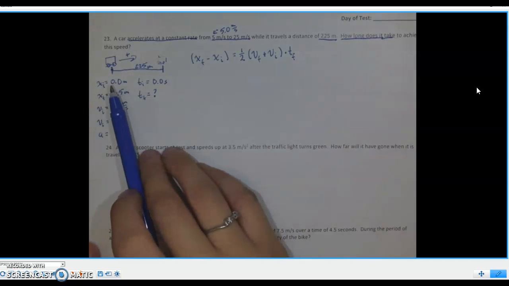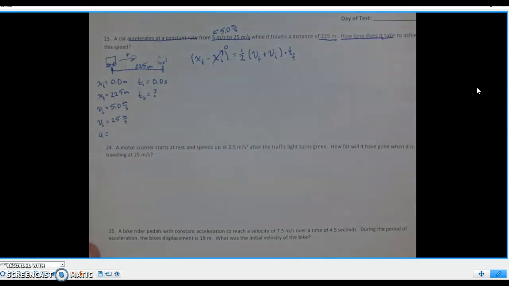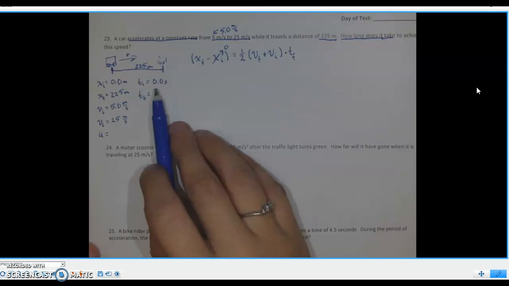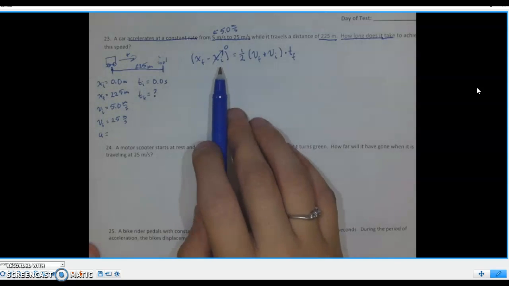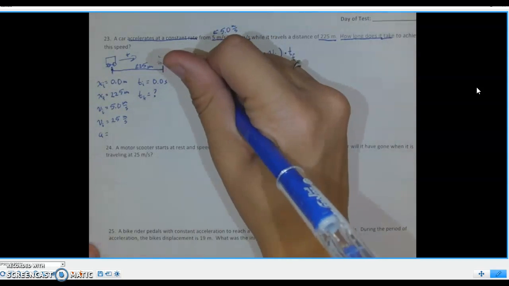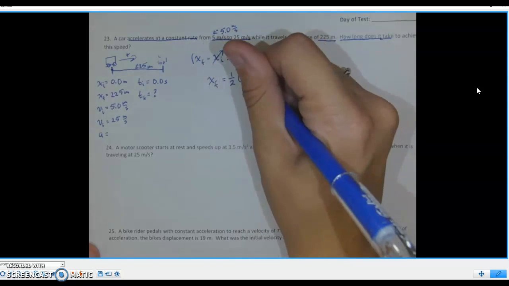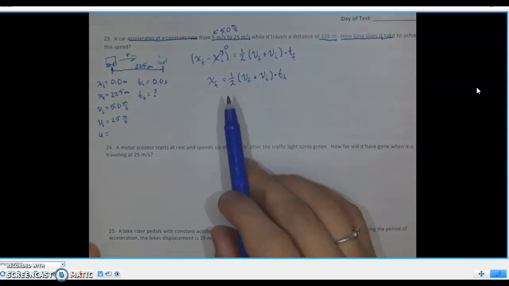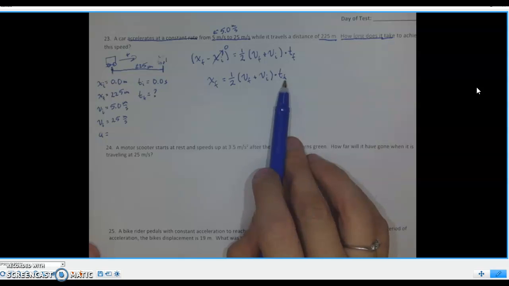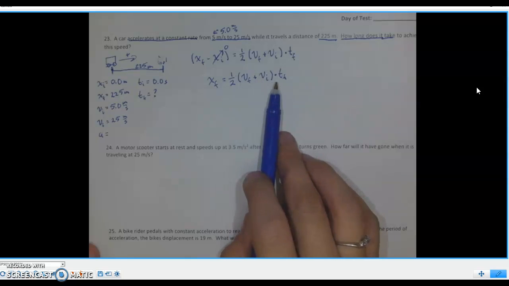Now let's see. Looking at my list, x initial is 0, so that component's going to be 0. Everything else is good. T initial is 0, but it's not part of this. So I can rewrite this equation, and I can drop that component because it's 0. X final equals 1/2 velocity final plus velocity initial, all of that multiplied by t final.